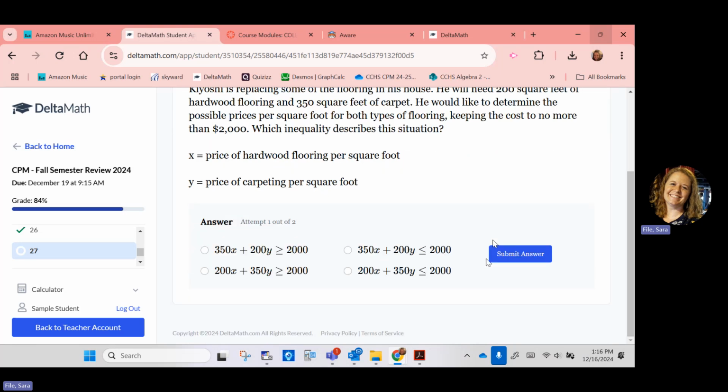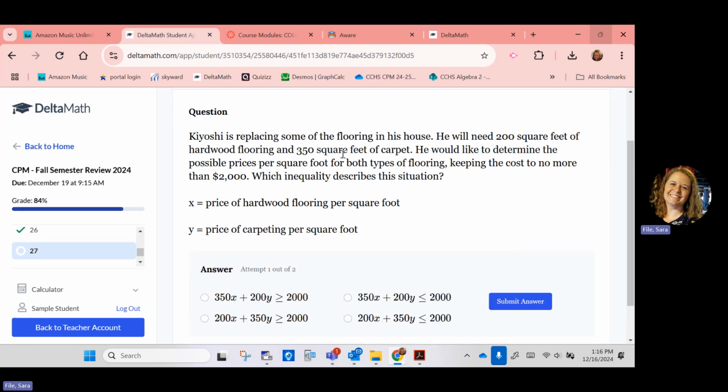Okay, so this is a multiple choice question. Which of these represents this scenario, where X is the hardwood flooring price and Y is the carpet price? So it says 200 square feet of hardwood, so 200 times X, and 350 of carpet, so 350 times Y. This first one has the X and Y in the wrong spot. It should be 200X and 350Y. So it's got to be one of these bottom 2.